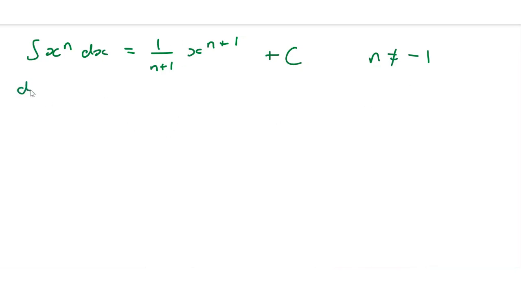If we take the derivative with respect to x of 1 over n plus 1, x to the n plus 1, well, we know to differentiate this, we bring down the power, so we multiply by the power and then reduce it by 1. So this is equal to n plus 1 over n plus 1 x to the n, and the n plus 1 over n plus 1 is just 1, so this is equal to x to the n.